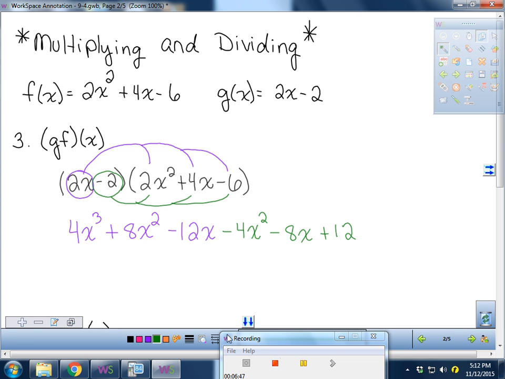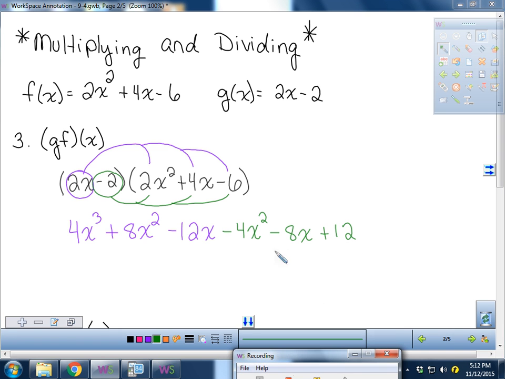All right, now that I have everything all multiplied out, I'm ready to combine like terms. So my biggest degree here would be the 3. So there are no other x cubes. So I've got 4x to the third. So I'm done with that one. All right, I have a couple of x squareds. I have 8x squared minus 4x squared. That would be 4x squared.